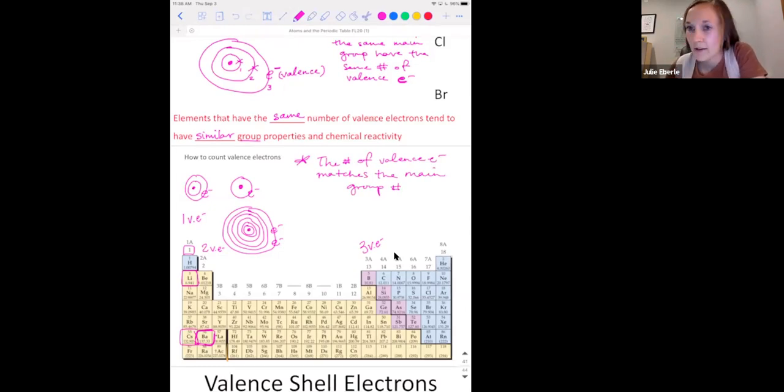So how many valence electrons does main group 4 have? They have 4 valence electrons. Main group 5 has 5 valence electrons. Main group 6 has 6 valence electrons. Main group 7 has 7, and main group 8 has 8 valence electrons. That is how you count valence electrons.